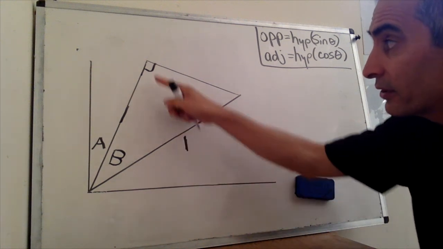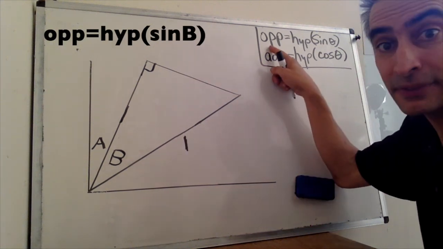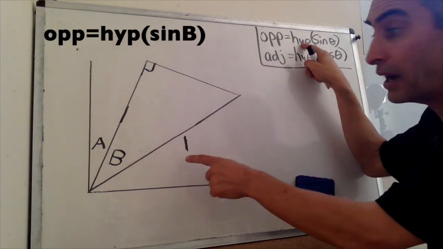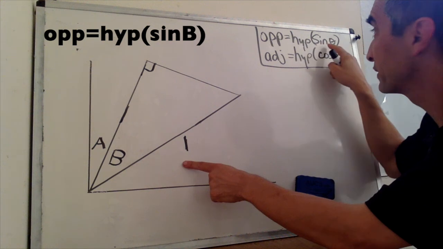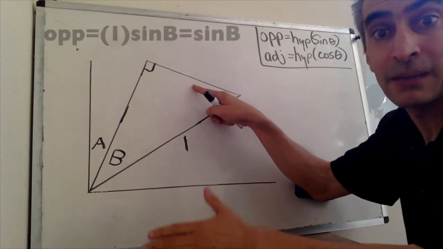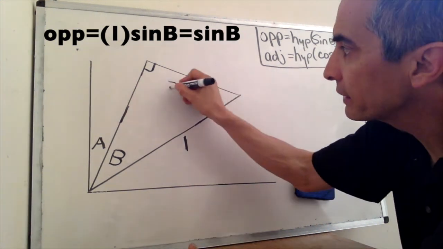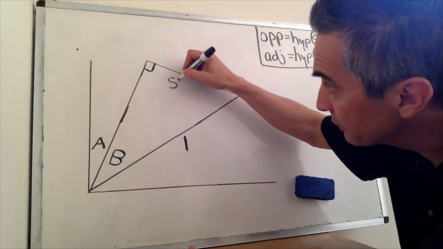So this side here is the side opposite of B, and we know that the opposite equals the hypotenuse, which is 1, times the sine of the angle, which is B. So this is going to be the sine of B times 1, which is just going to be the sine of B. So we write in here the sine of B.